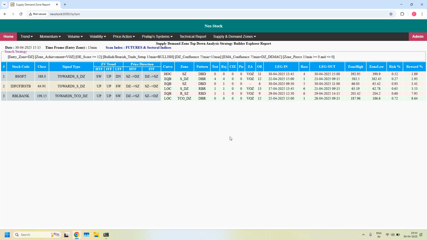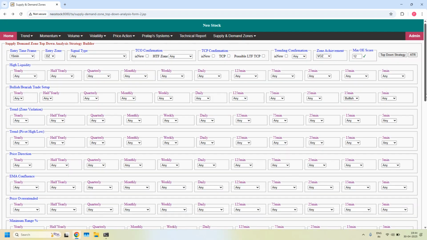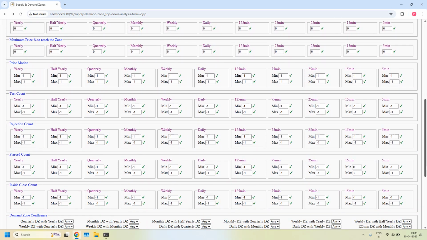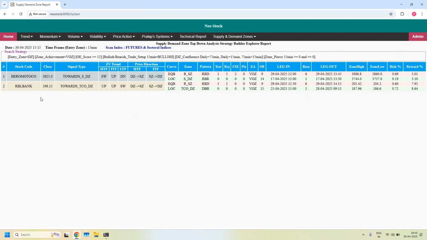Okay. Next we will look into LTF, ITF and HTF demand zone confluence supported stocks. That is 15 minutes, 75 minutes and daily demand zone confluence. I am removing EMA filter. In the demand zone confluence, 3 filters we have to set. First filter is already enabled. Next, 15-minute demand zone with daily demand zone confluence. 75 and daily demand zone confluence. With all the 3 filters, we got 2 stocks.